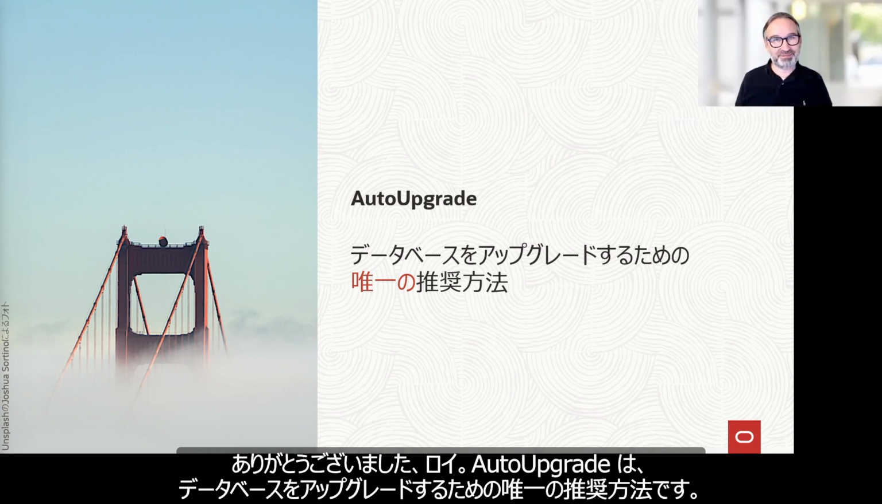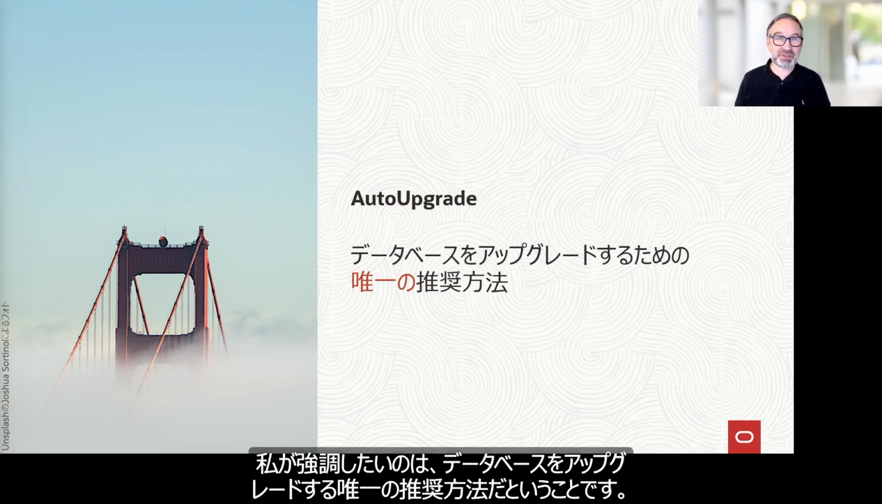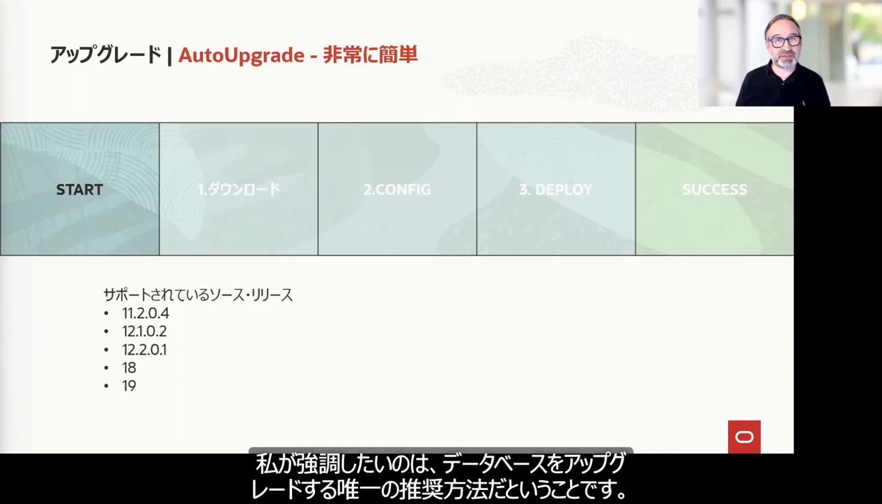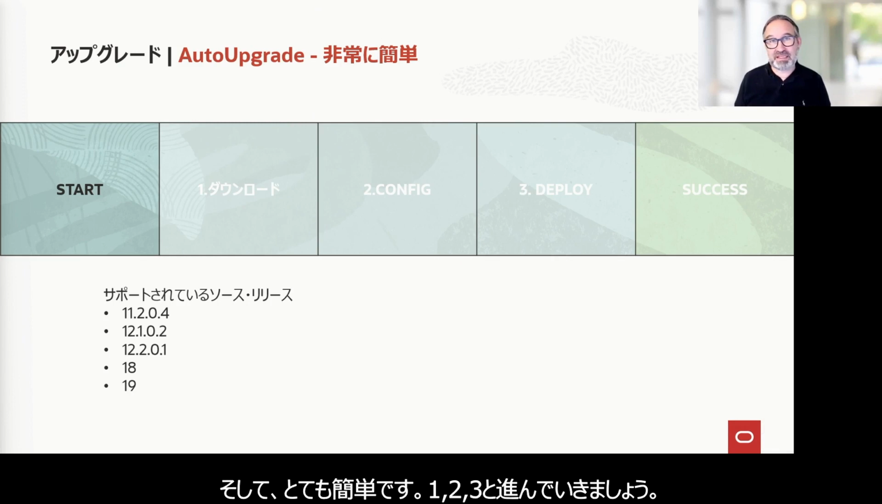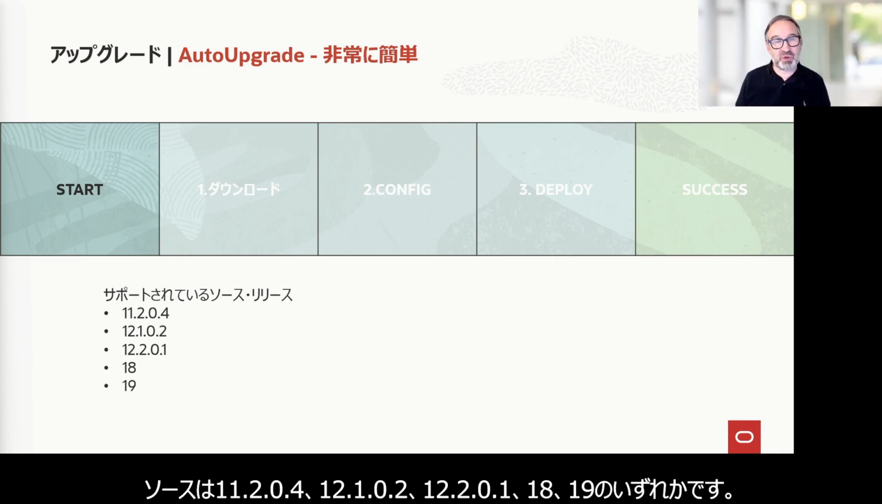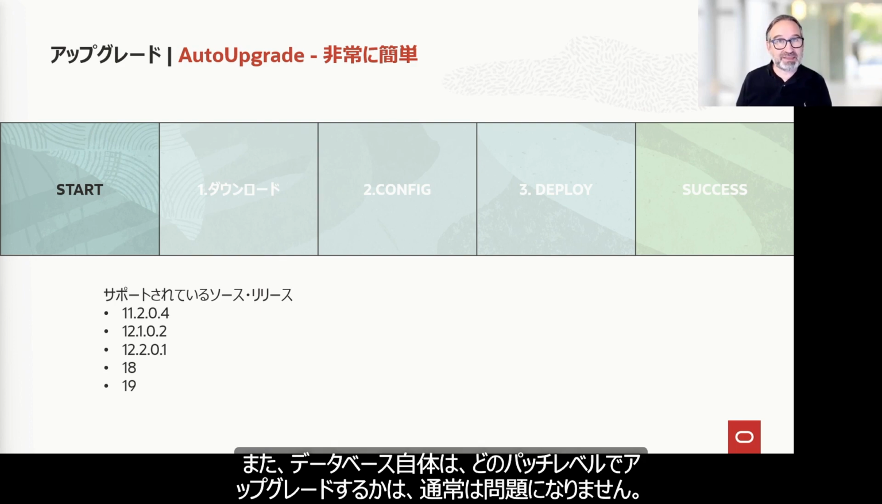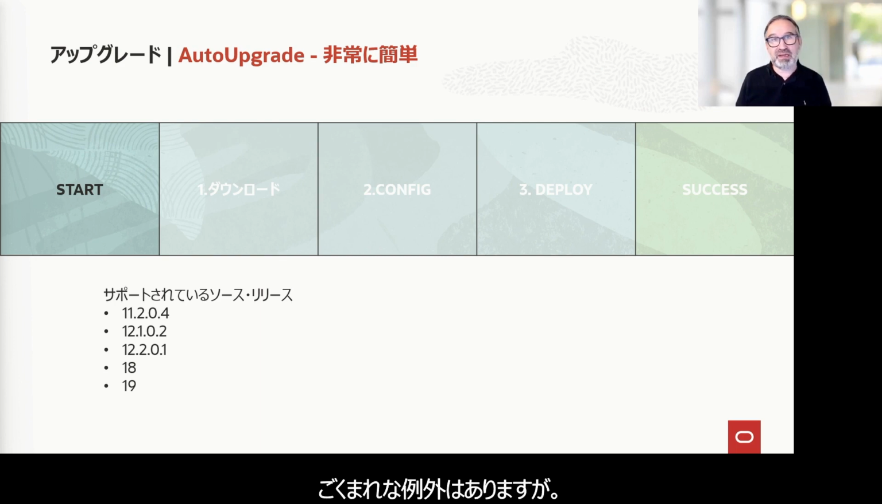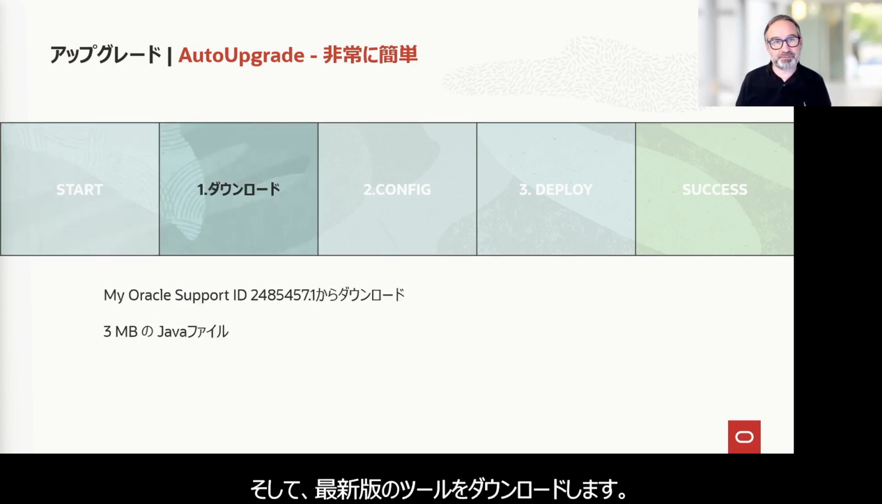Thank you, Roy. AutoUpgrade, the only recommended way to upgrade your databases. I emphasize, the only recommended way to upgrade your databases. And it's easy. Let's go. 1, 2, 3. First of all, source releases. Your source can be 11.2.0.4, 12.1.0.2, 12.2.0.1, 18 or 19. And for the database itself, it typically doesn't matter on which patch level you are when you upgrade. There are very, very rare exceptions.